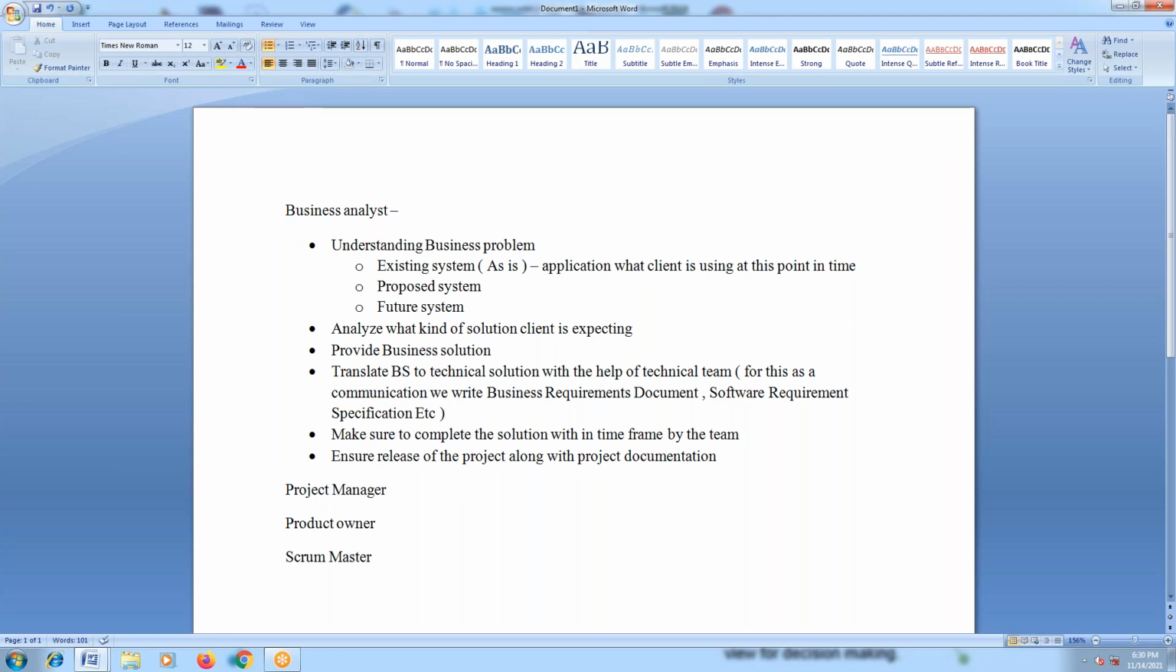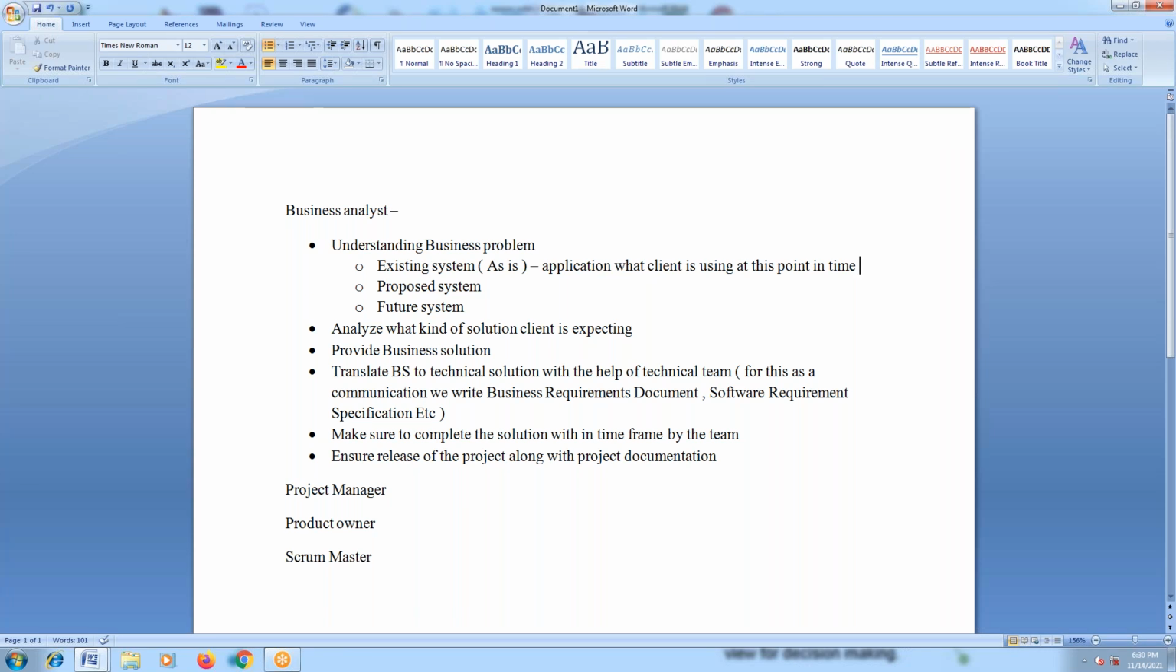Hence, what is required here? We need to understand the existing system first. This is what we call as-is. Clear, Pawan, right? As-is system. Yes, we need to understand. Here, you need to understand the different features and functionalities that the existing system has. That study is needed.